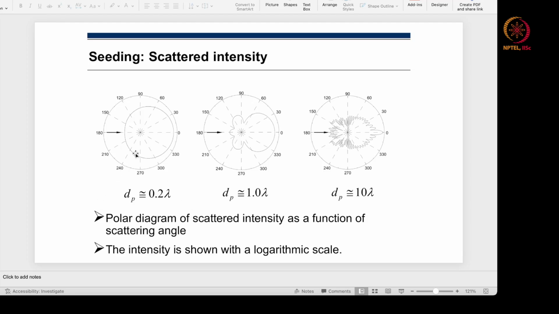So this is the polar diagram of the scattered intensity as a function of the scattering angle. These are the different scattering angles. So this is zero scattering angle. You can see this is the most intense, and then there is 90 degrees. These are the angles at which you can observe. This intensity is shown on a logarithmic scale. So this is how things get scattered.